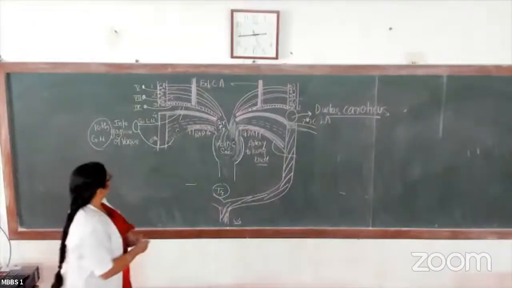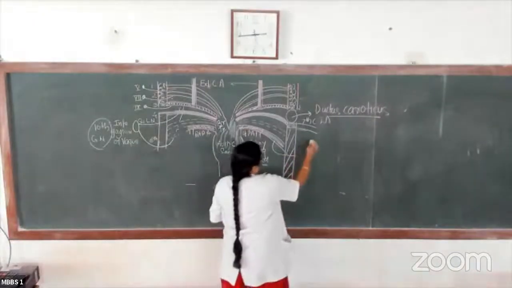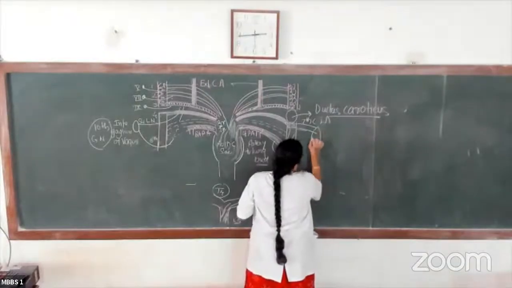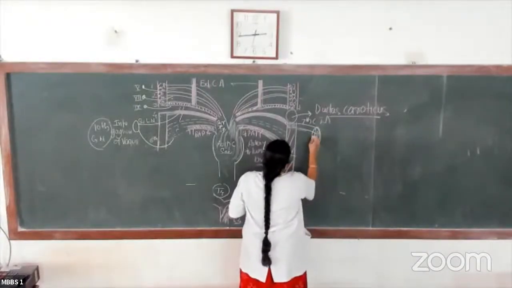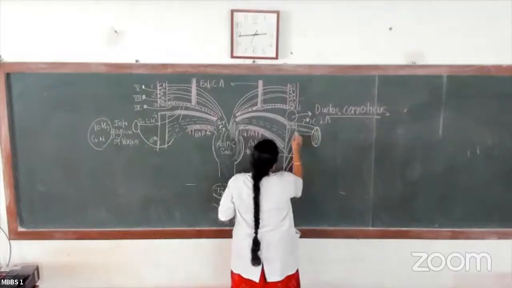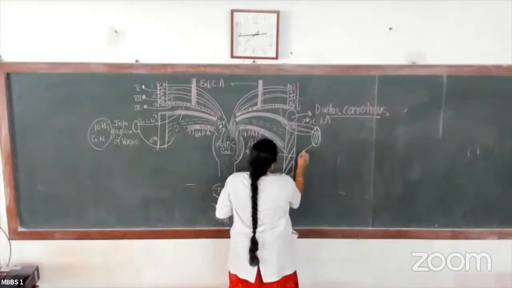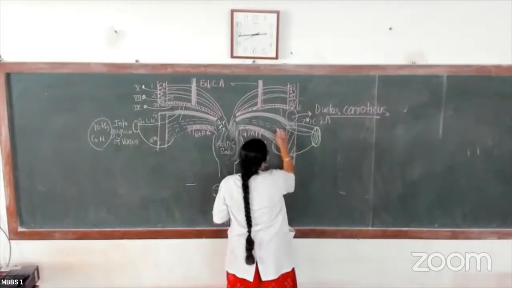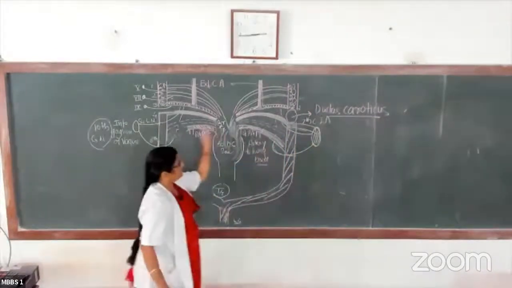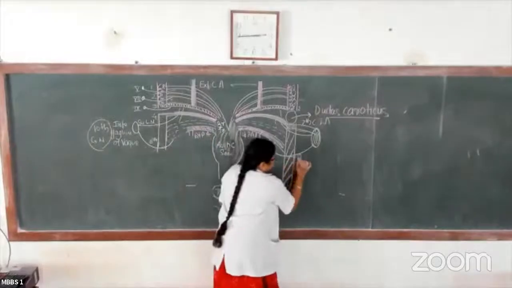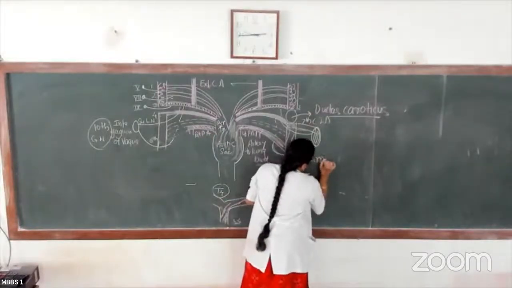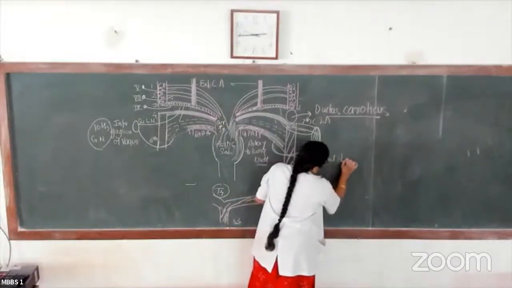Now what happens on the right side? On the right side also you get a vagus ganglion, the inferior vagal ganglion, which will give the superior laryngeal nerve, and the recurrent laryngeal nerve will go like this. This will go up. This one is the recurrent laryngeal nerve.